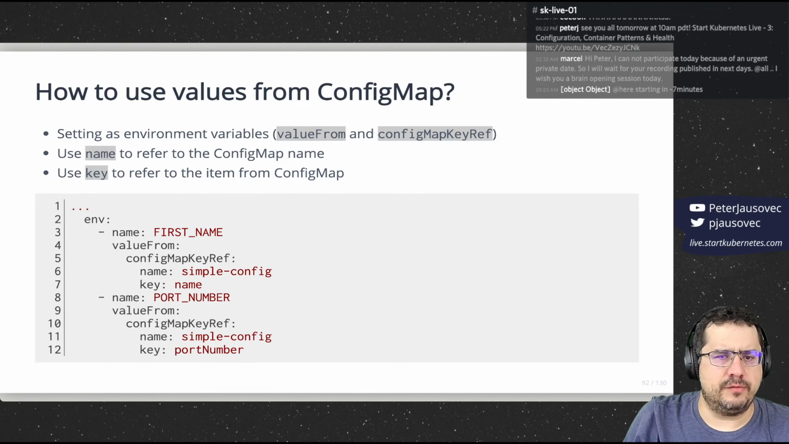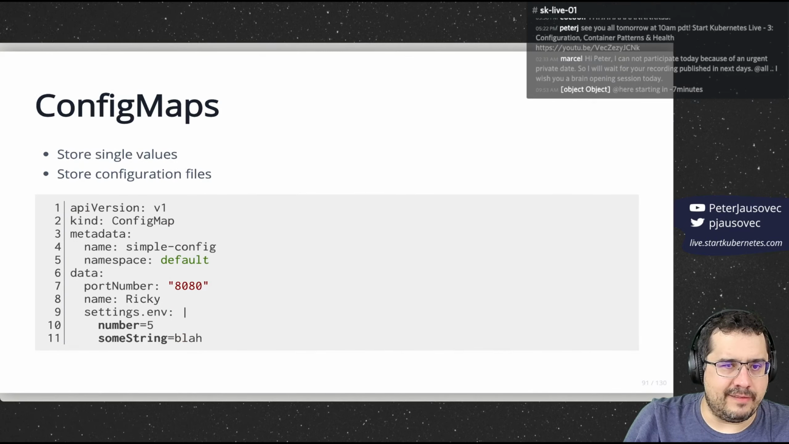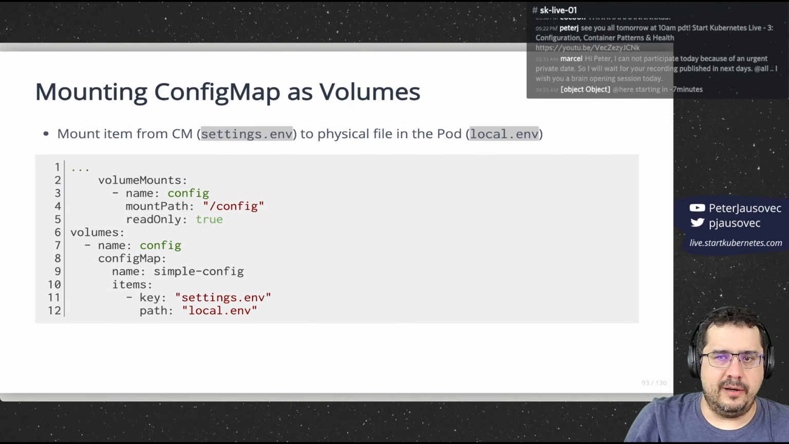The same goes for the port number. We use config map key reference to reference the config map, and then reference a specific key or value inside that config map. So we also have this settings.env here on line 9. How about that one? Here's a way that you can bring in the file from a config map.